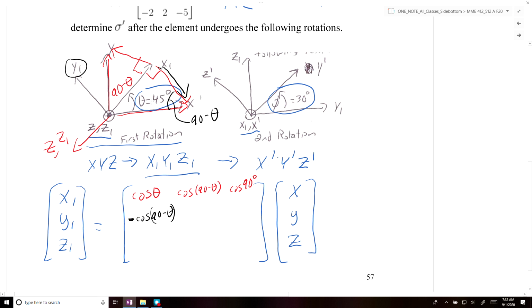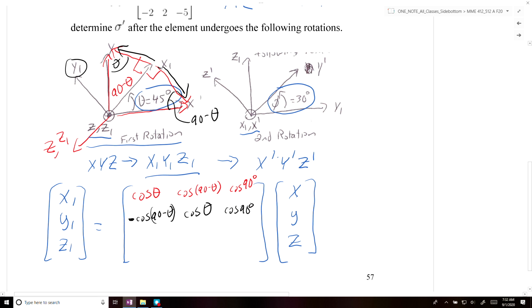In a similar process, if we look at the vector y, its projection along the y1 axis would be equal to cosine of theta times y. And then the last section would be the z projection onto y1. In this case, it would be equal to the cosine of 90 degrees again.